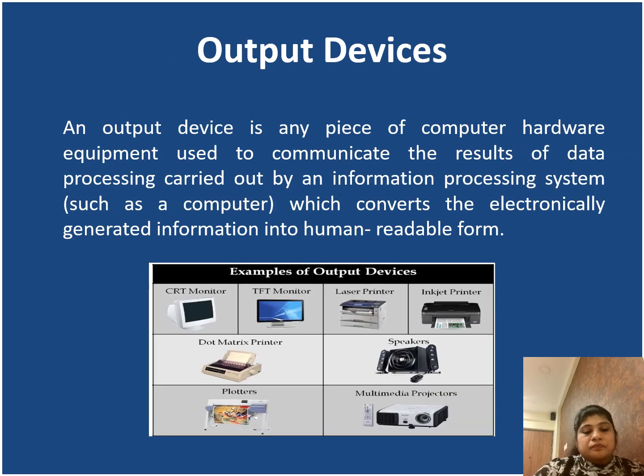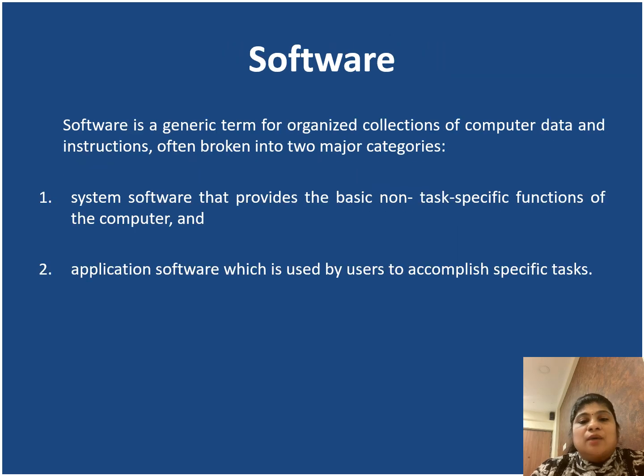Output devices. An output device is any piece of computer hardware equipment used to communicate the result of data processing carried out by an information processing system such as a computer, which converts the electronically generated information into human readable form. Examples of output devices are the screen, the printer, and the monitor, which mirrors the computer's main work on the screen. They are output devices on the computer.